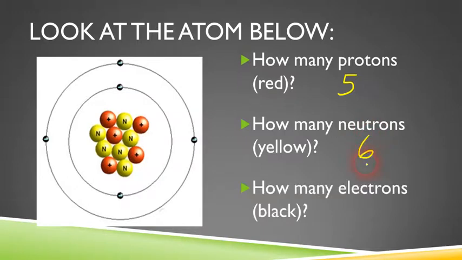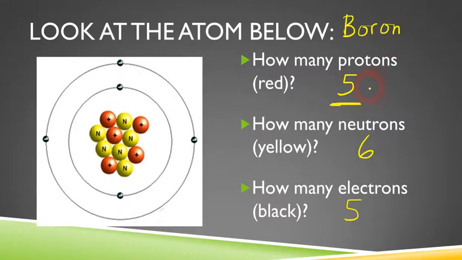And of course, the number of electrons are in black. Those are buzzing around in the electron cloud. 1, 2, 3, 4, and 5. So I'm counting 5 electrons. So the name for this atom is going to be, well, if we look at the periodic table, 5 protons has to be boron. That's not negotiable.